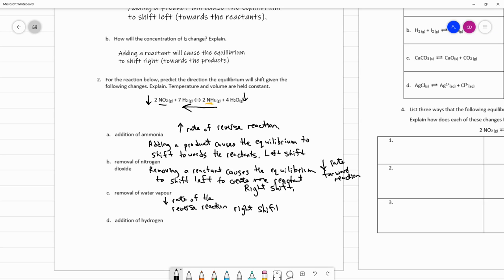You guys, I just realized I said the wrong thing on letter B. My apologies. This should have said left shift. Removing a reactant causes the equilibrium to shift to the left, so that will be a left shift. Addition of hydrogen. So if we increase the concentration of hydrogen, that will increase the rate of the forward reaction, and that will be a right shift, making more products.